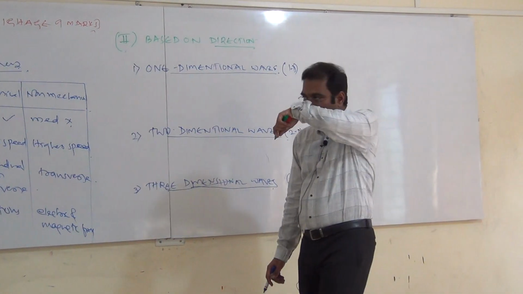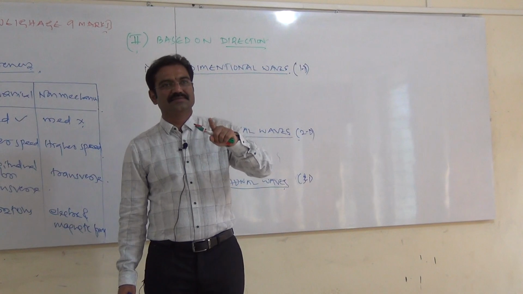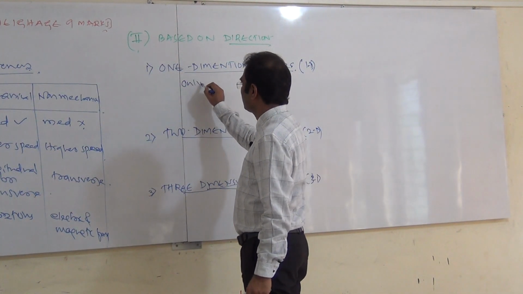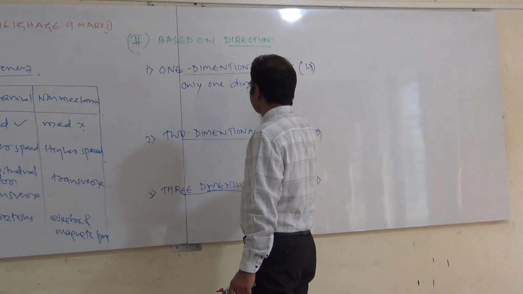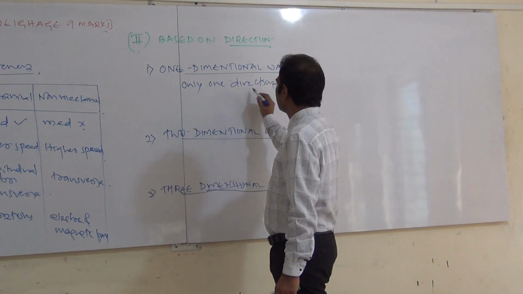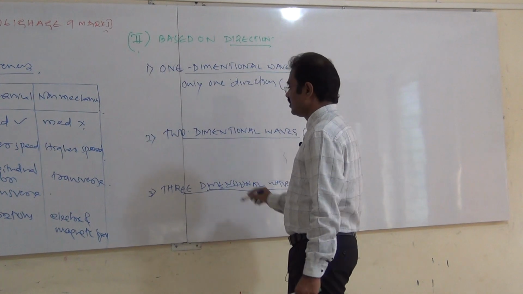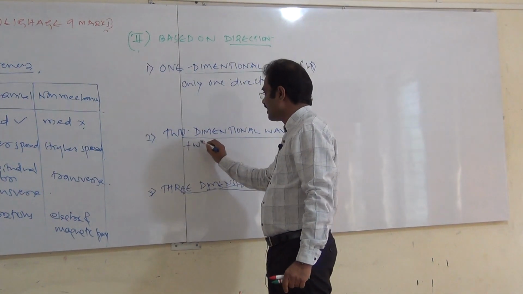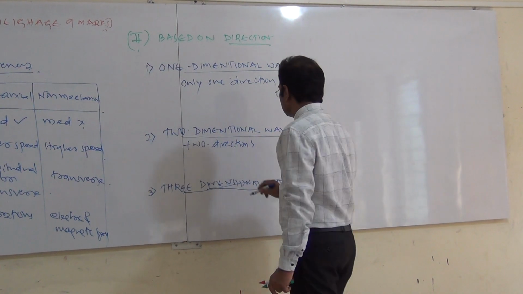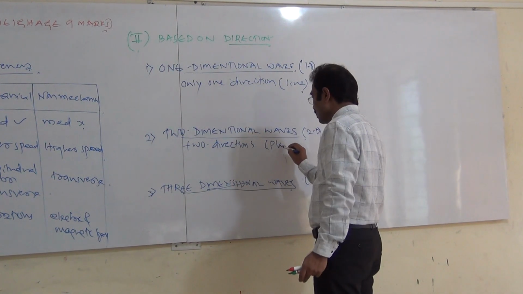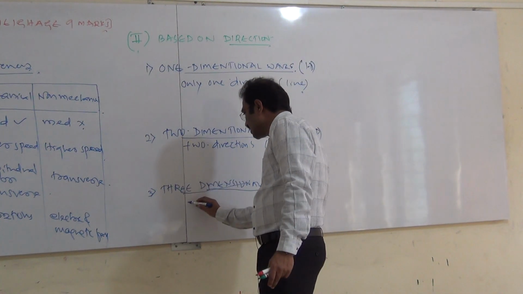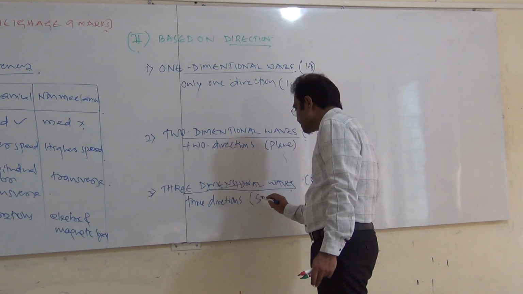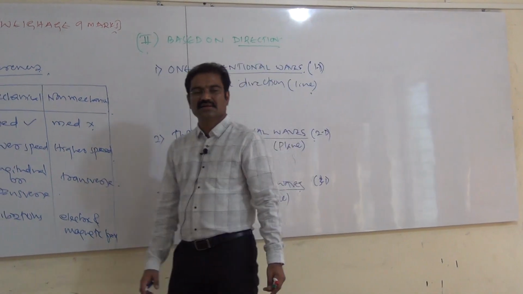What is a one dimensional wave? If the wave propagates in only one direction, that is called one dimensional wave, that is, in a line. Two dimensional wave means the wave propagates in a plane, in two directions. Three dimensional means the wave propagates in three directions, that is, in space. Then we call that one a three dimensional wave.